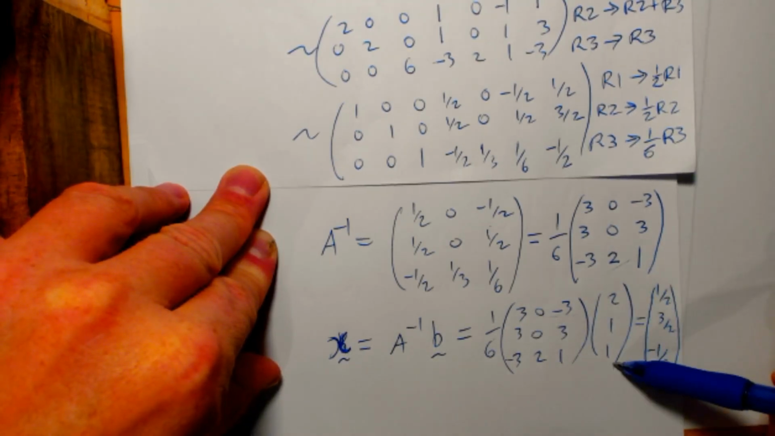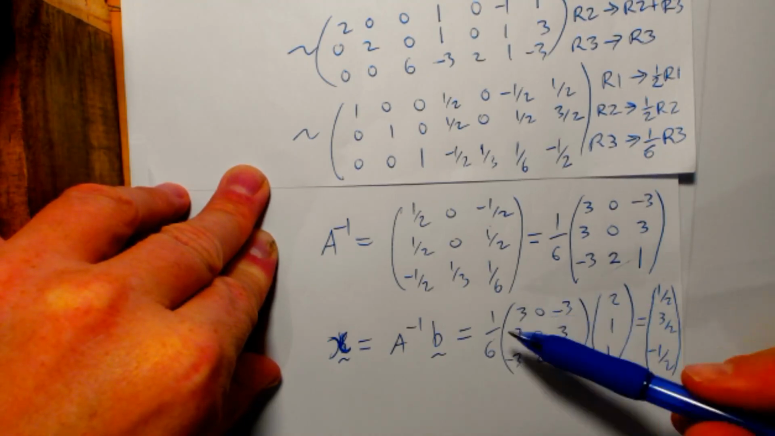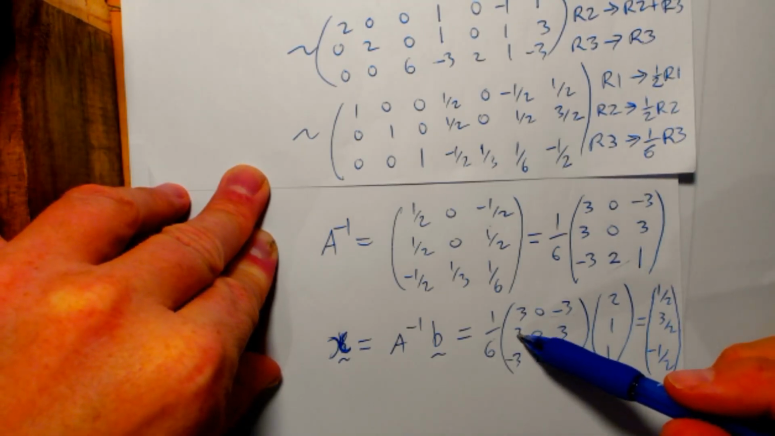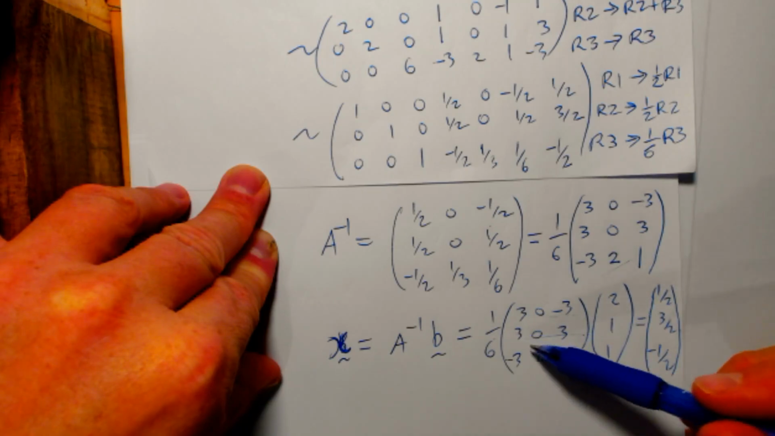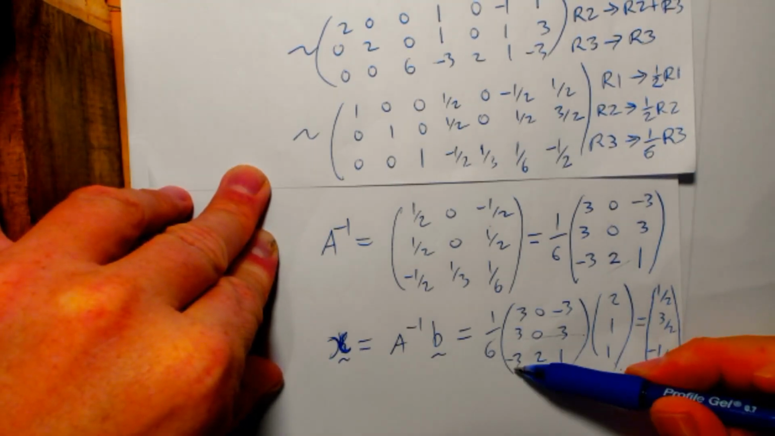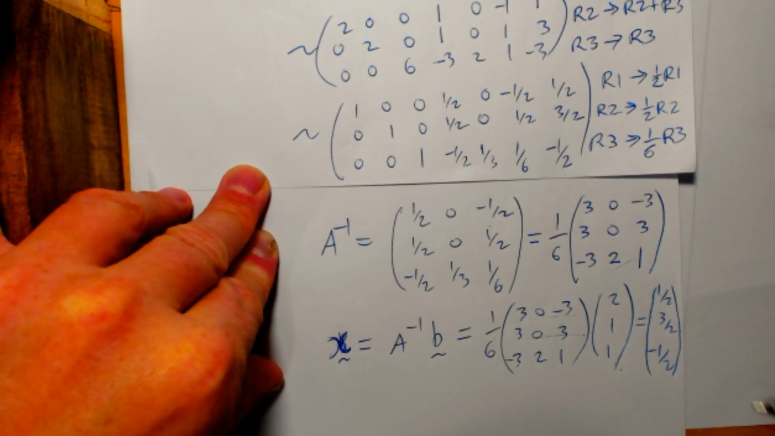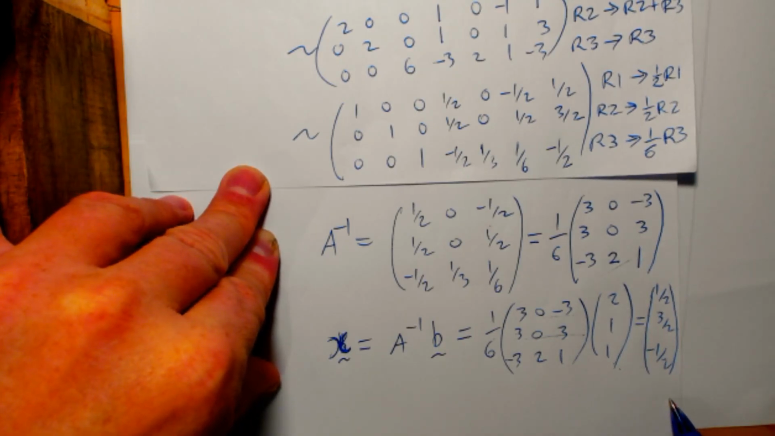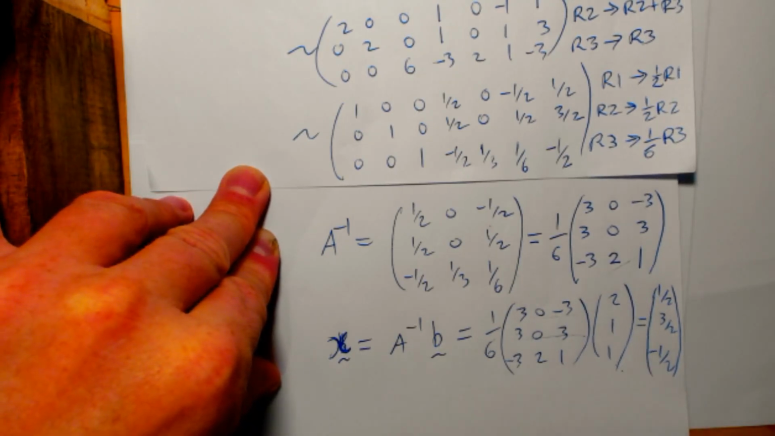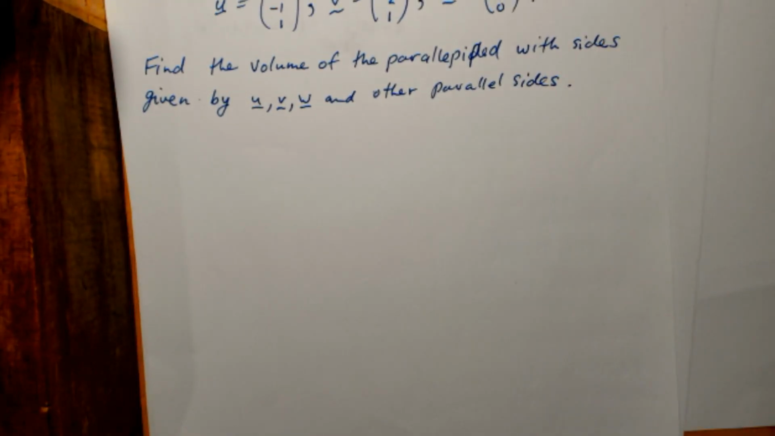So this, with this, gives us 6 minus 3 over 6. So 3 over 6 is a half. Yes, good. This with this gives us 6 plus 3 is 9. 9 over 6 is 3/2. Then this with this is minus 6 plus 2 plus 1 is minus 3 over 6, which is minus a half. So we've done parts A and B. Okay, next question.